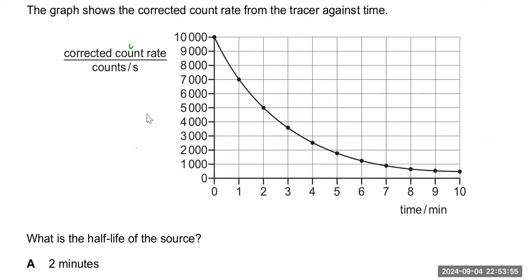Half-life means the time when half the number of atoms has decayed. Okay, the actual count was 10,000. Half of 10,000 is 5,000. You check the time for 5,000. Move horizontally and check where it cuts the curve. So we obtain such a dot. Move vertically downward and check the value, that is 2. It means your half-life is 2 minutes. It means your medical tracer in 2 minutes will be half. Okay. So your option will be A.